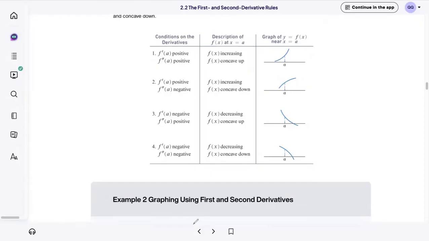Let's see this table. The first derivative is positive because the original function increases. The second derivative is positive because it's concave up. First derivative positive because the function increases. Second derivative is negative because it's concave down. First derivative negative because it decreases. Second derivative positive because it's concave up. First derivative negative because the original function decreases. Second derivative is negative because it's concave down.